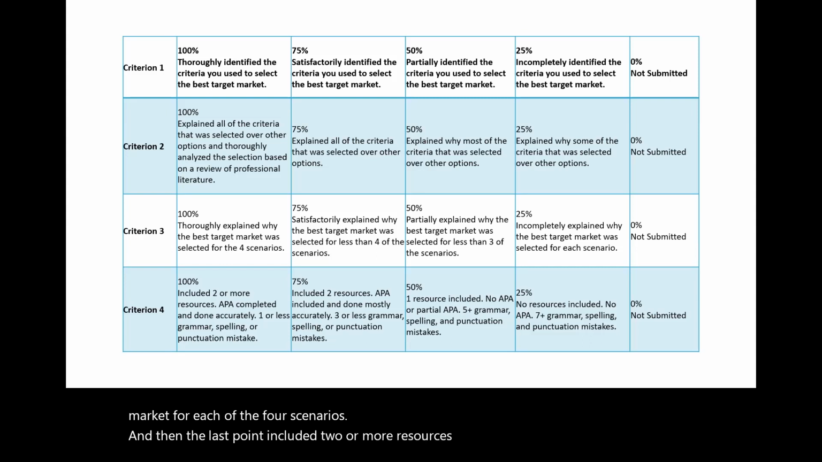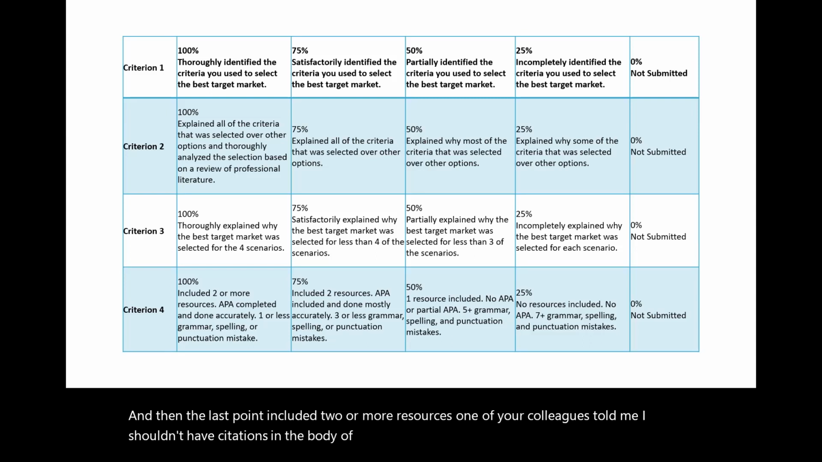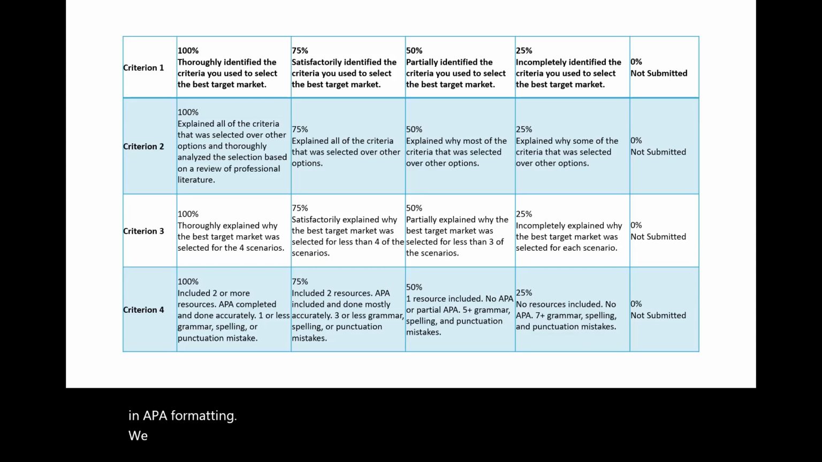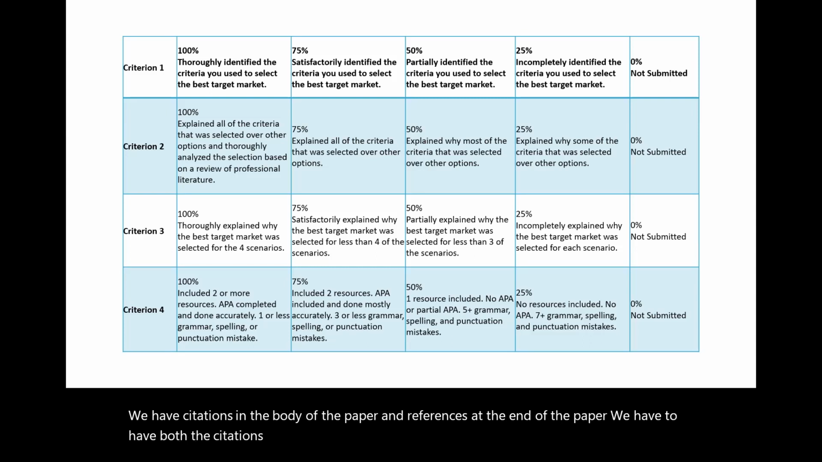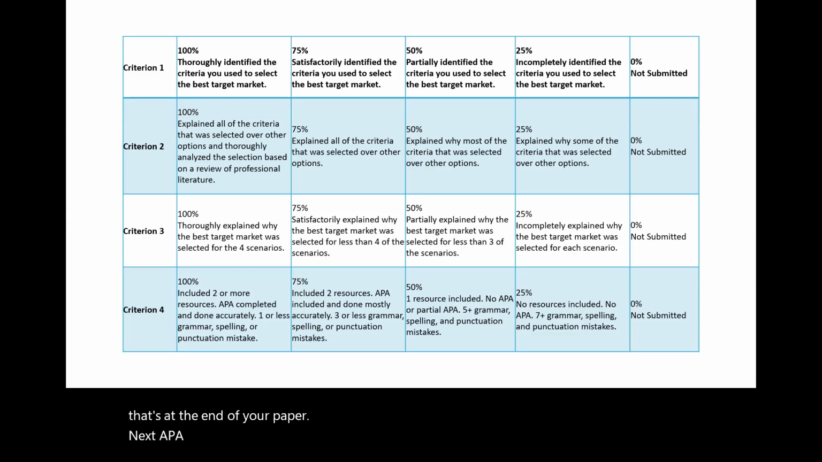Okay, one of your colleagues told me I shouldn't have citations in the body of my paper. I got references. Well, guys, that's not enough. In APA formatting, we have citations in the body of the paper and references at the end of the paper. We have to have both. The citations you put in the body of your paper should coincide with the reference that's at the end of your paper. Next, APA completed and done accurately. Watch out for your stumbling block there.